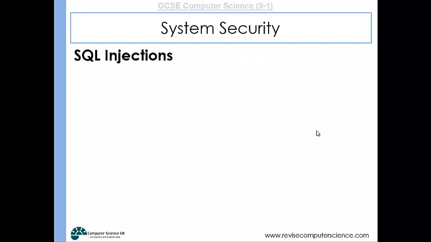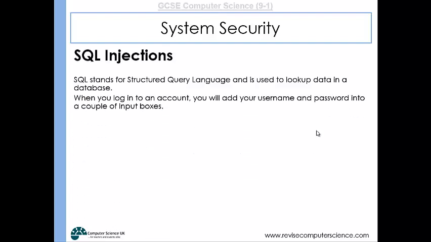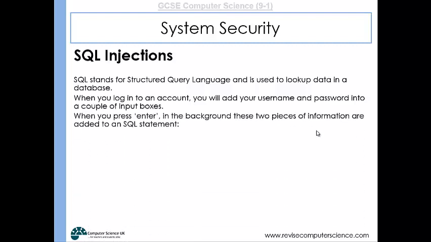An SQL injection is another threat. Now, SQL is structured query language, and it's used to look up data on a database, perhaps write to a database, read from a database, and so on. So every time you log into your account, whether it's at school or whether it's at home, you'll add a password, you'll add your username, and when you press enter, in the background these two things, the username and the password, will be added to an SQL statement so that the computer can look up your username and the associated password in the database, so that if they match, then they'll allow you to enter. But if the password you've entered doesn't match the one that's stored on record, then it won't allow you to enter.